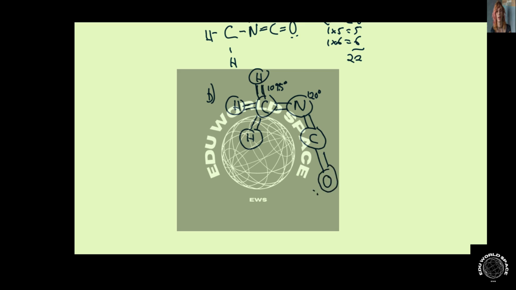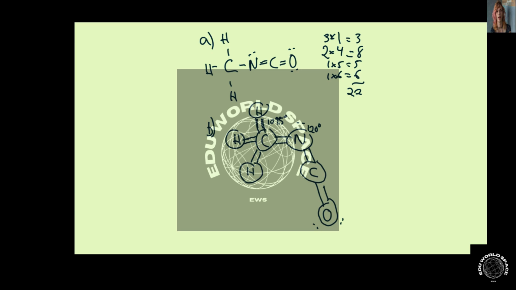And the lone pairs would look like this and this. But normally in ball and stick models, you don't really show lone pairs. So that's generally what that shape would look like here. Okay.